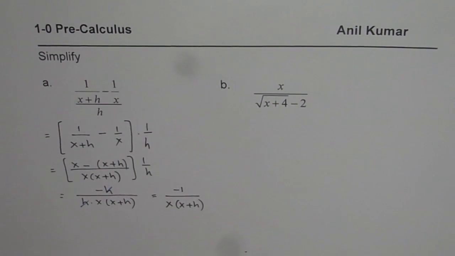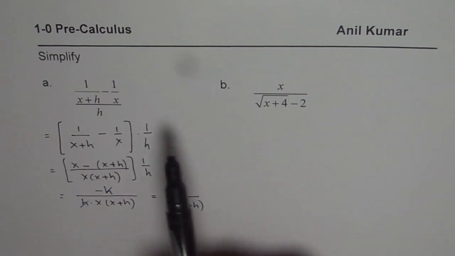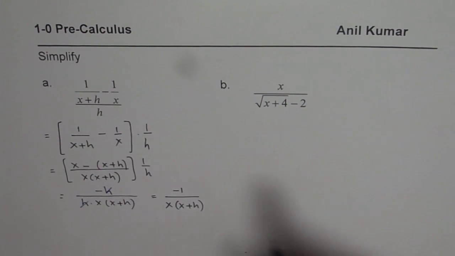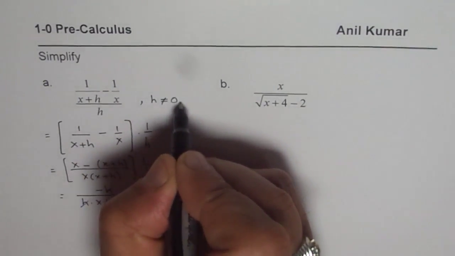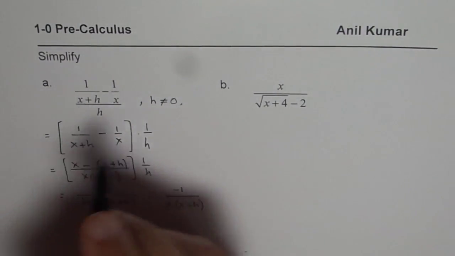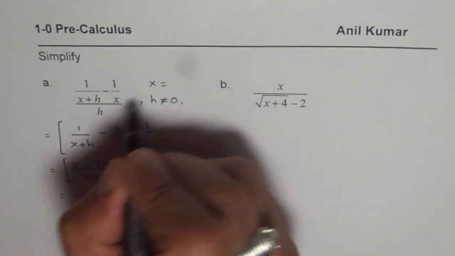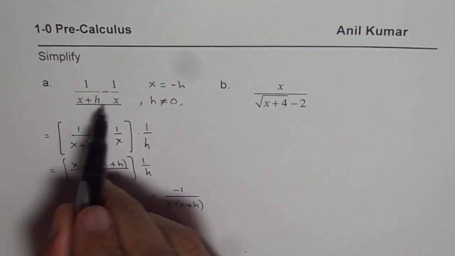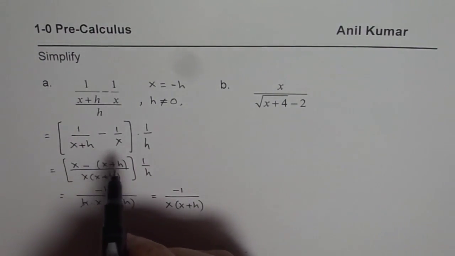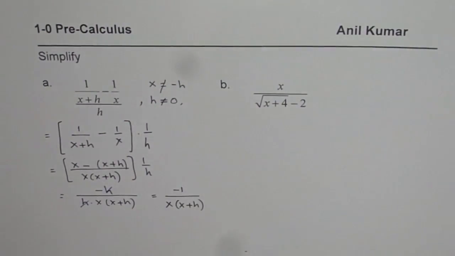Right? Now in such questions, we have a few restrictions also. So sometimes it may be asked for. So h is not equal to 0, that is the first restriction, and x is not equal to minus h, right? So these are two restrictions, since they can make the denominator 0. So these are two restrictions on the given function.